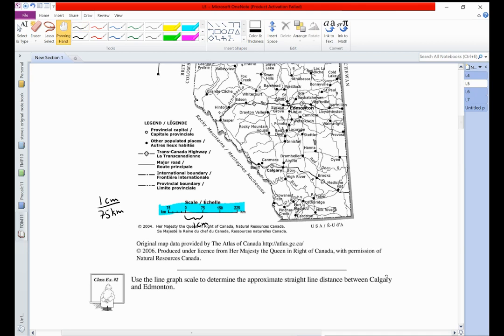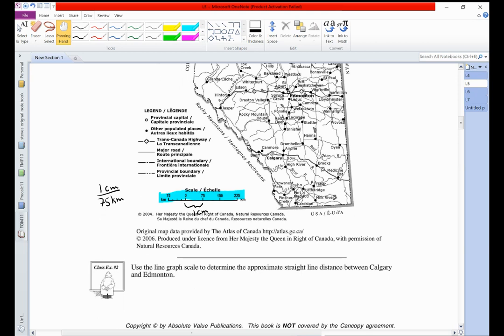So it says here, use the line graph scale to determine the approximate straight line distance between Calgary and Edmonton. So let's figure that out. We have Calgary down here, we have Edmonton up here. So we want to draw a straight line, which pretty much represents the highways in Alberta because they have no mountains to go around. So if we measure that with our ruler, we know that that is 3.6 centimeters.